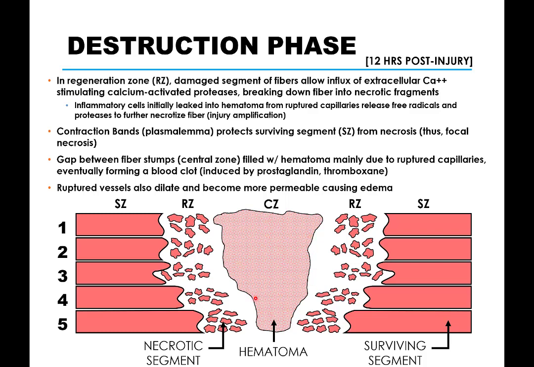So upon a muscle strain, we will have multiple muscle fibers, particularly around the MTJ, that would resemble what is illustrated here. We will have surviving, undamaged segments of muscle fibers within the surviving zone, which is protected from necrosis via contraction bands, which is a plasma lemma membrane. This separates the damaged segments undergoing necrosis, and that is within the regeneration zones. And in the middle of it all, we have the central zone, which is during this phase filled with the hematoma and eventually a blood clot.